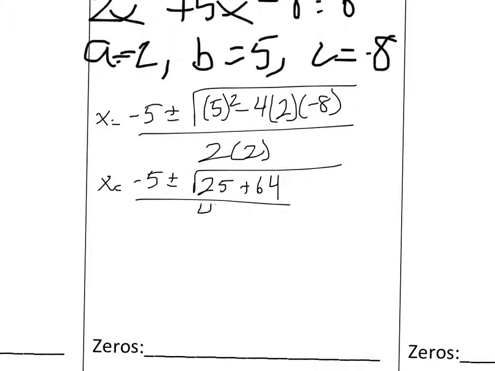All over 2 times 2, which is 4. X equals negative 5 plus or minus the square root. Well, 25 is going to give me 80. 5 plus 4 is going to be 9, so 89 all over 4.